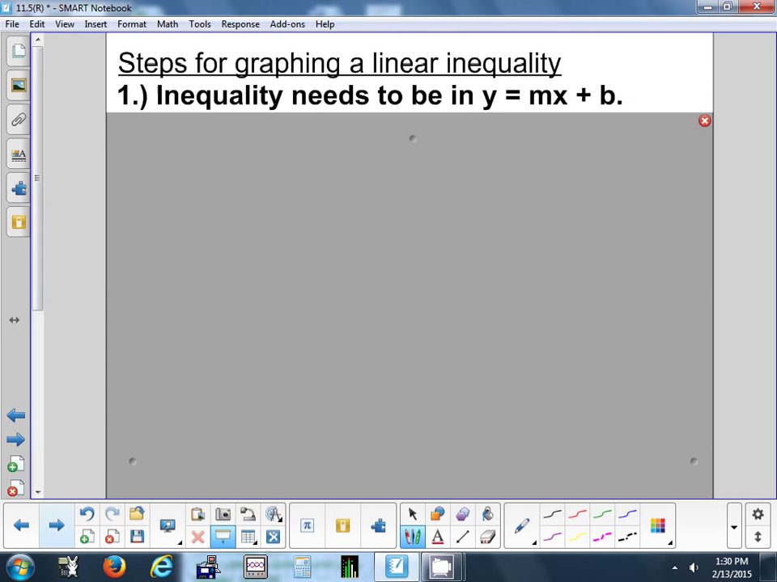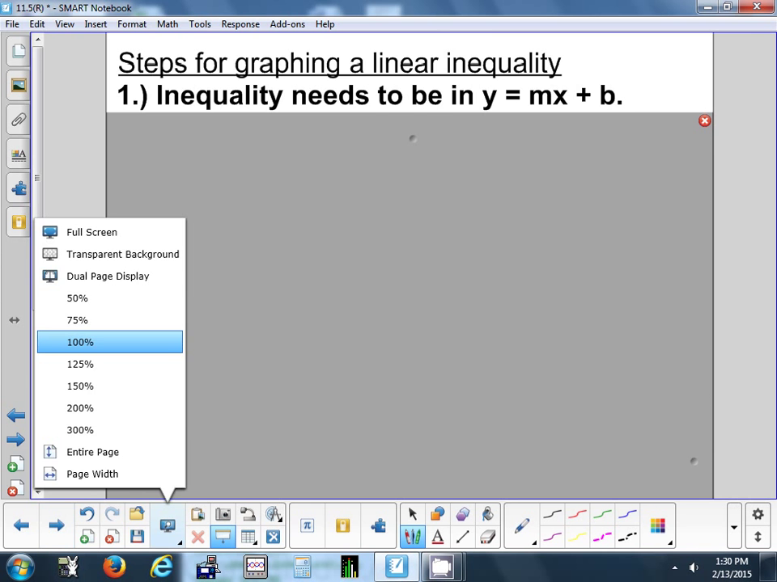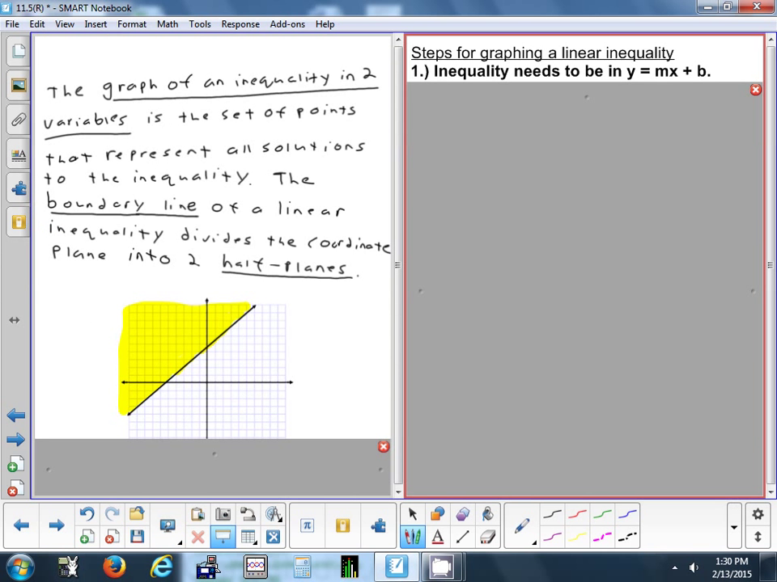All right, so now let's get into your notes. So step one, you got to draw this boundary line. How do you do it? Just like we've always graphed a line. You've got to get it in y equals mx plus b form.